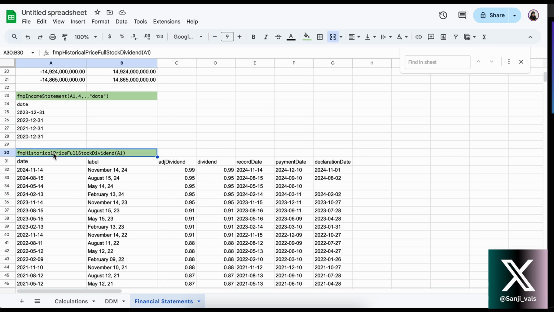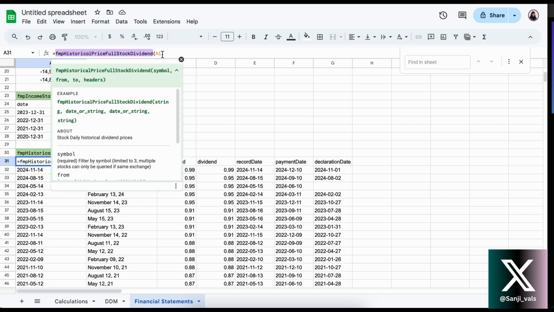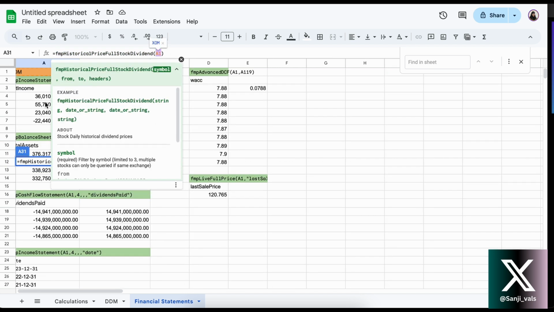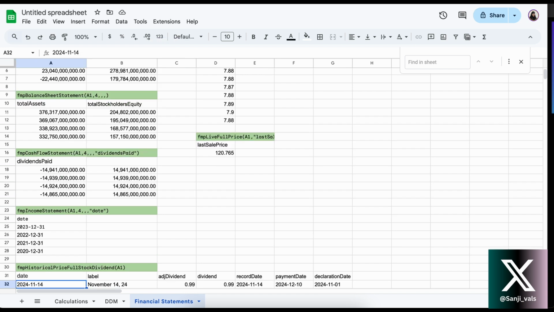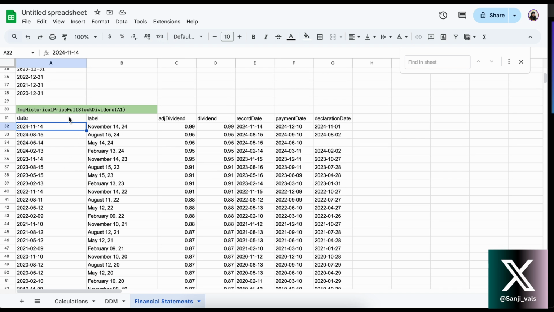Then what I do, I'm taking the dividends. This is the formula. You can see I press FMP historical price full stock dividend. That's basically the formula. And inside of these brackets, I put the stock ticker, which is XOM over here. Then hit enter and it is extracting everything. So we need the adjusted dividend field. As you can see, the company is paying dividends every quarter. So to get the yearly dividend, you should just add all these last 4 data and you get the sum here, which is equal to 3.84.